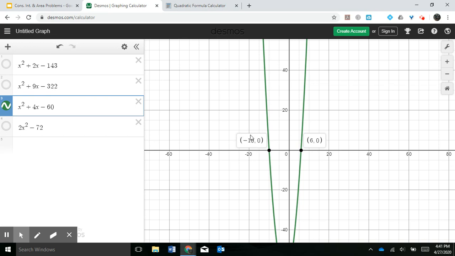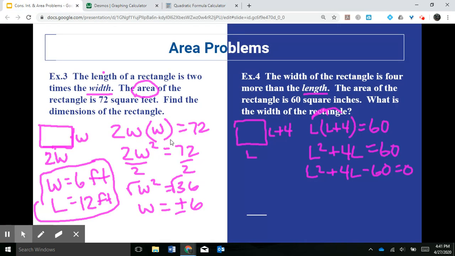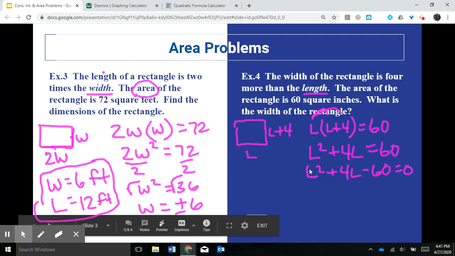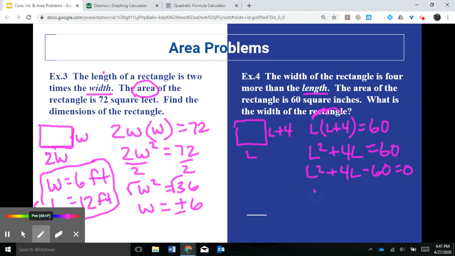Since I can't have a length of a rectangle of -10 inches, I'm going to use the positive one. So it's 6 inches. So my length, since I'm solving for L, my length this time is 6 inches. All right. And now my width will be the length plus 4. So my width is going to be 10 inches. All right. And that's what I'm looking for.